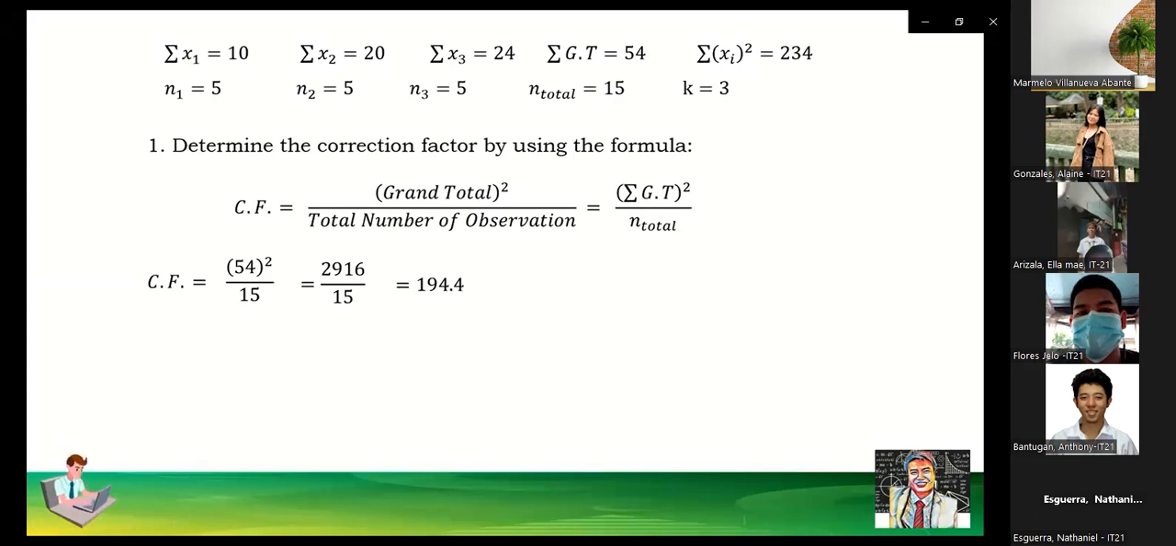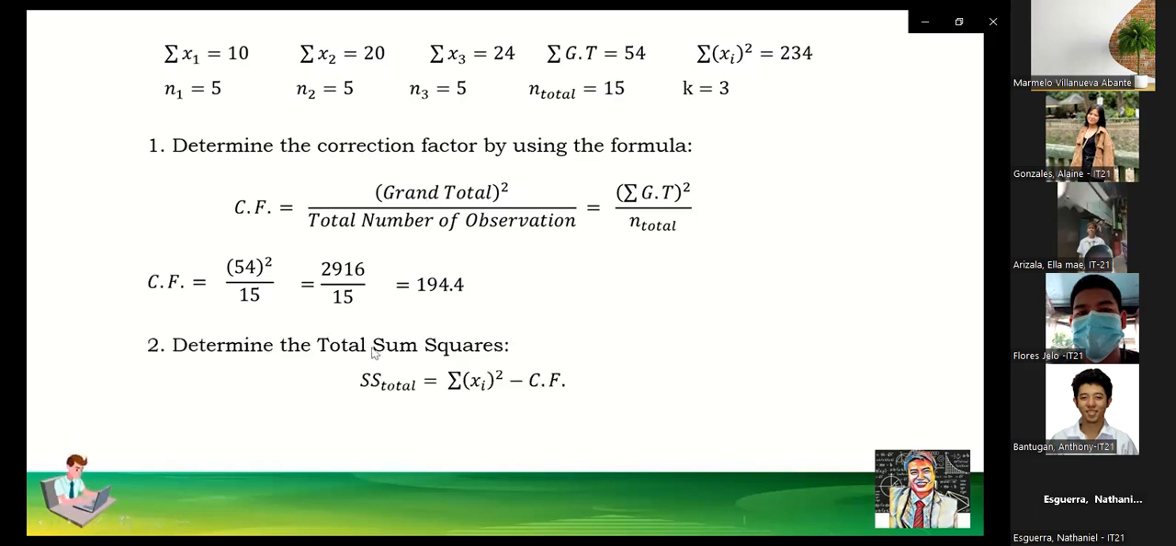Kung gusto niyo i-check, wala kang problema. Try to check kung tama yung computations. Kung maraming decimal, at least 4 decimal tayo, much better. I suggest 4 decimal kasi the more ka na nagra-round up, lalo na dito sa part na to, 7 steps tayo, the more na lumalayo ka dun sa exact answer. Okay? So, yan yung first step natin. Kailangan natin yung correction factor which is 194.4.